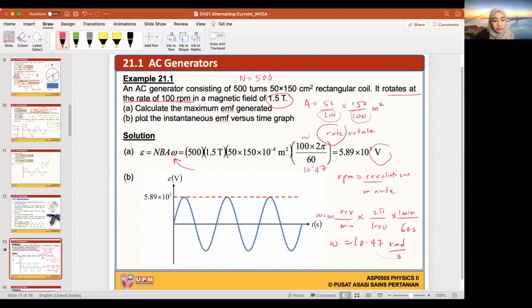Okay, so now it's asking you to plot the instantaneous EMF versus time graph. What does it mean when we say instantaneous? So instantaneous is always with respect to time. It's not talking about average. It's not talking about RMS. It's talking about, hey, what is the exact value at the exact time? Exact value at exact time.